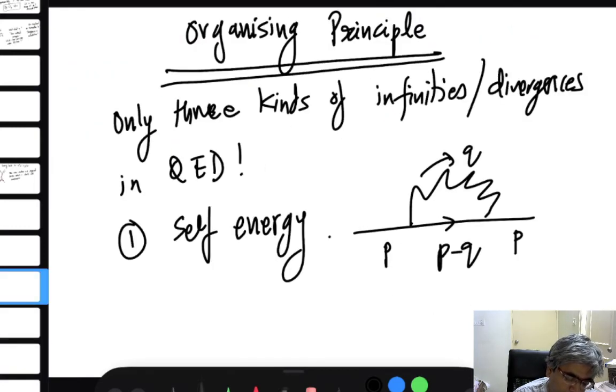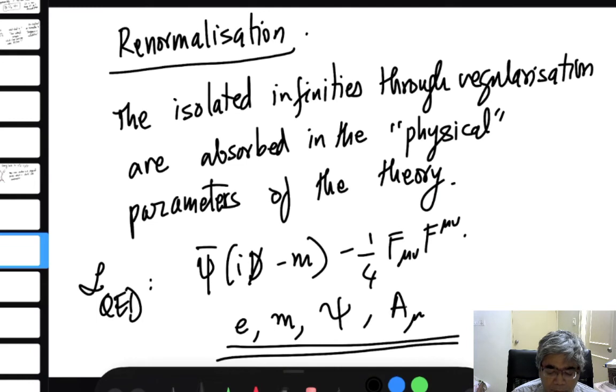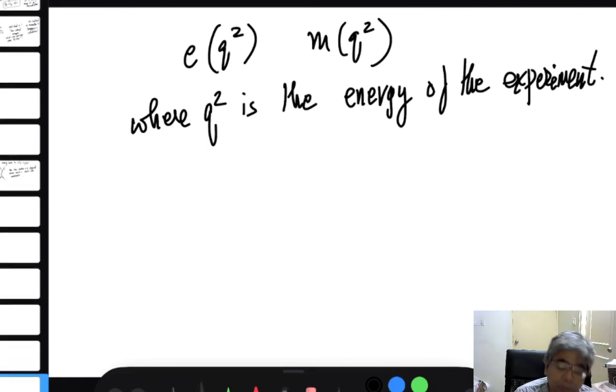But I wanted to make one comment here: in QED we could isolate the kinds of infinities you can have. I said there are only three kinds of infinities, and there are these four parameters. So you can absorb these three kinds of infinities into these four parameters. So the theory becomes physical, the theory is measurable. There are no infinite quantities at any order in perturbation theory in QED. So the theory of QED is renormalizable at all orders in perturbation theory.